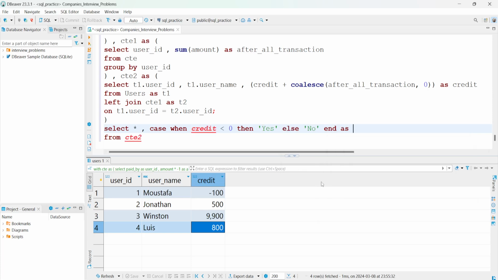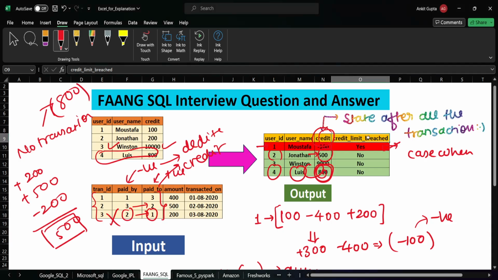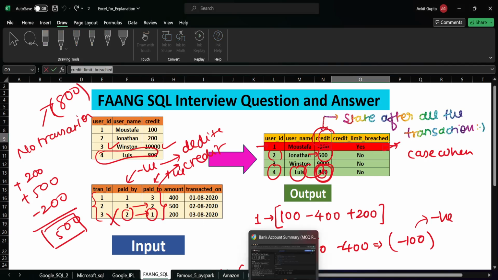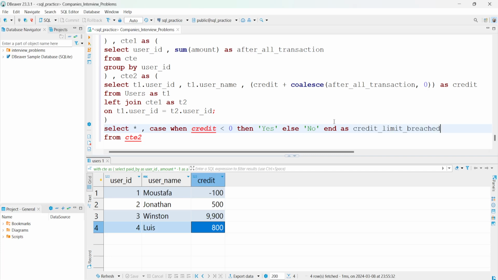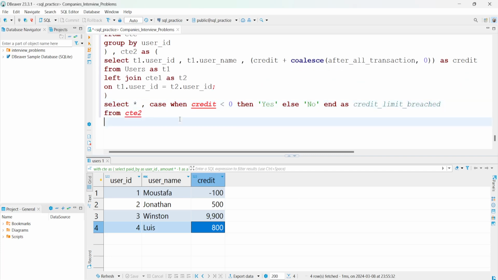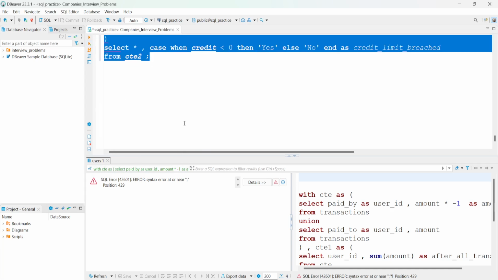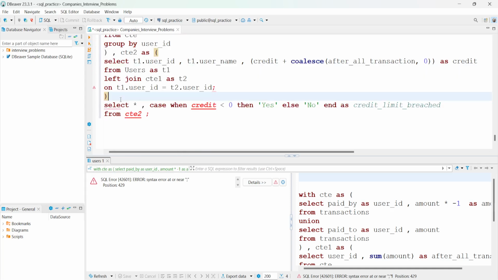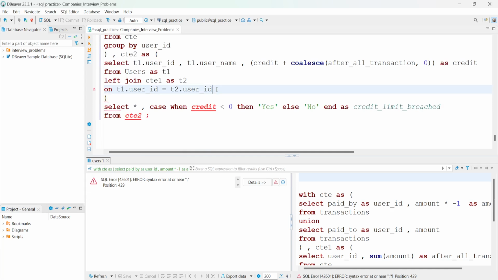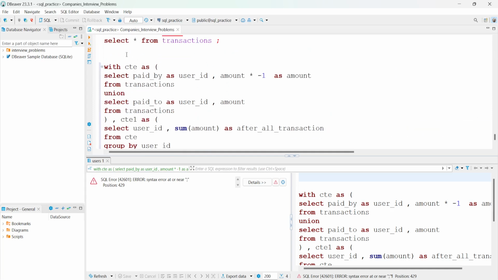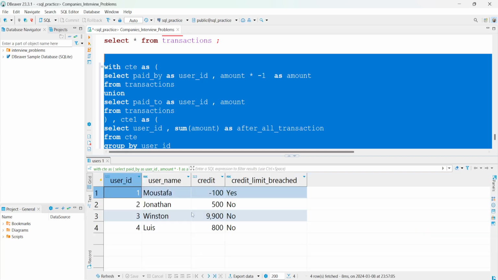And the column name should be, let me copy from here, right? This, right? Let me run this. Okay, I made some mistake. Okay, I've closed it. So yes, this is the final output.